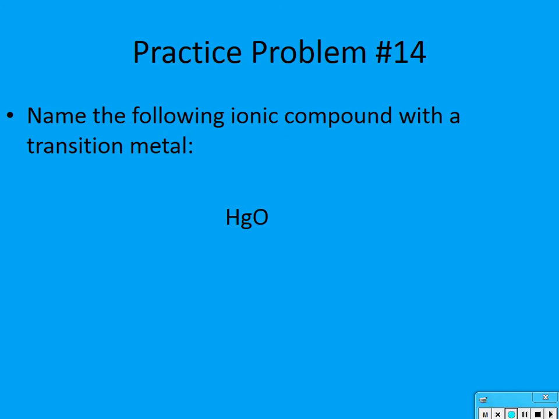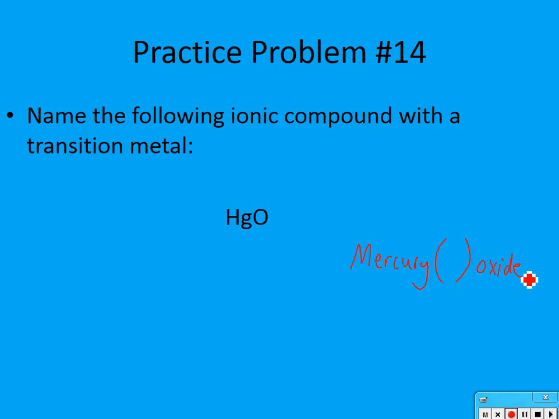Let's go to another one and do it again. It says, name the following ionic compound with a transition metal. All right, what is Hg, guys? Mercury. Hg is mercury. So I'm going to write that over here, mercury. And it is a transition metal, so I know I'm going to have this parentheses with the Roman numeral inside of it. What is O? Oxygen. How do you change its name? Oxide.